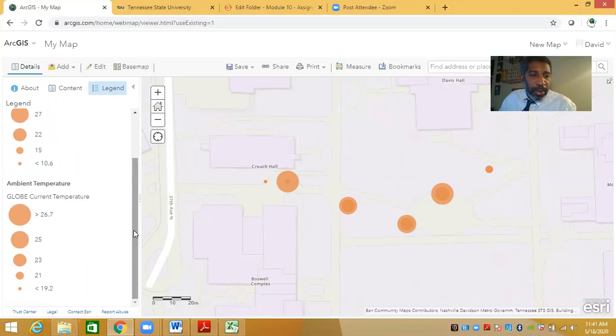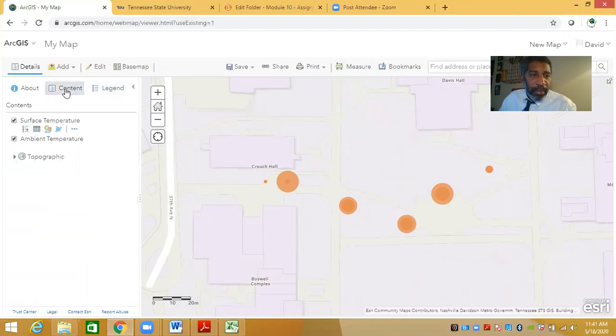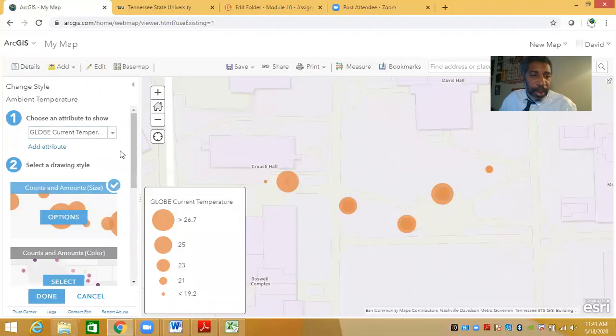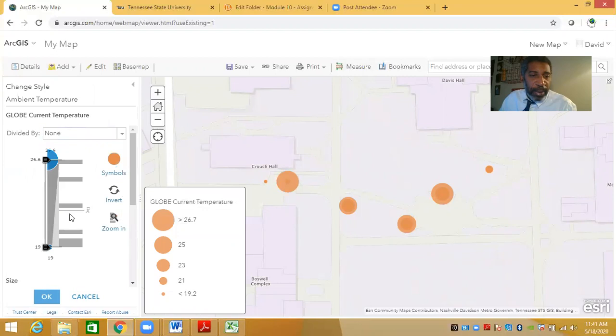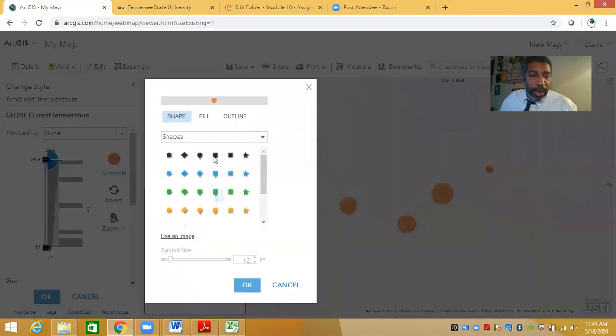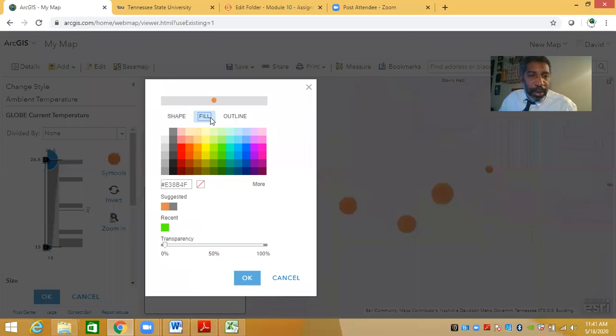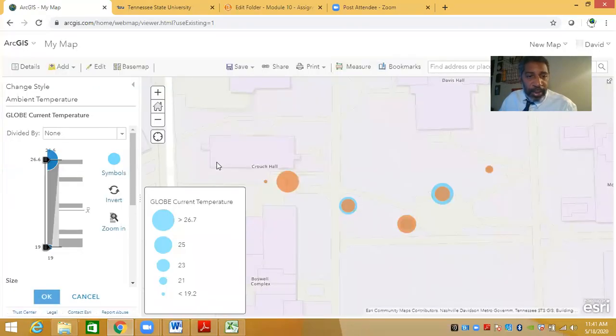So let's work with these colors a little bit. I'm going to go to the ambient temperature and let's turn that one maybe a shade of green, perhaps, or maybe blue. Blue might work better. Let's just see blue. Let's make our transparency 50% and hit OK. So that's our current temperature or ambient temperature.